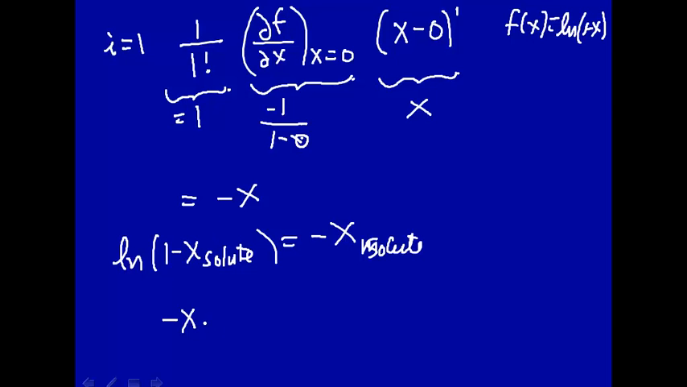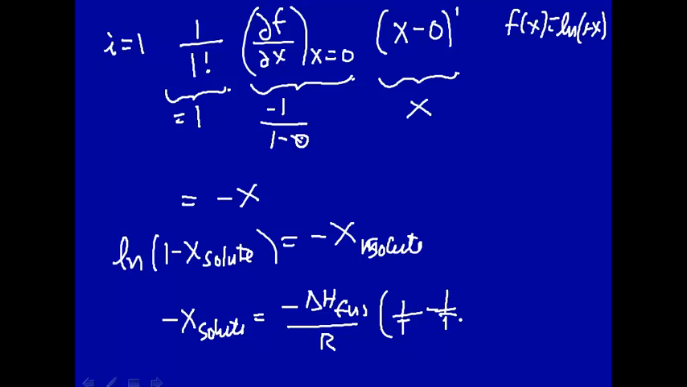So we get minus x of the solute. That's equal to minus delta H fusion over R, 1 over T minus 1 over T, the freezing point of the pure substance. This will be the freezing point of the mixture. What are we going to do? Now let's cross multiply. So if we cross multiply, this term will be freezing point of the pure stuff minus the freezing point measured, over T times T_F. And let's get rid of that minus sign on both sides.